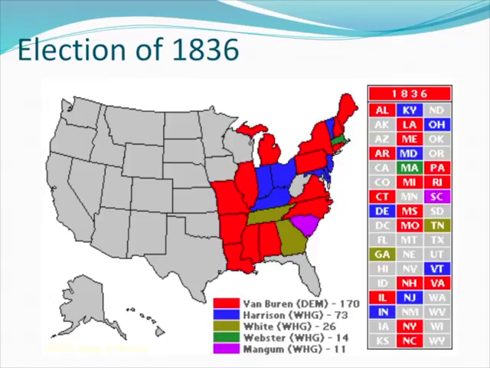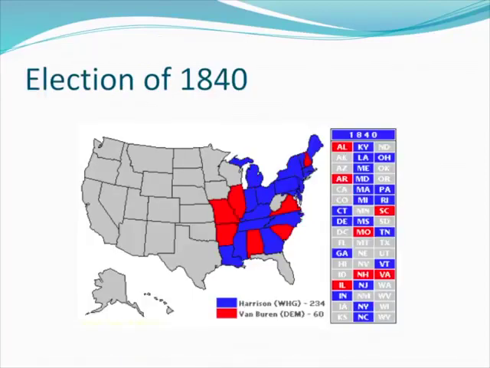In 1836, Martin Van Buren, another Democrat, won election, and you can see I mentioned Whigs. Van Buren's opponents were all Whigs. Harrison, White, Webster, and Mangum, they were all Whigs. Then we have William Henry Harrison, a general, winning an election in 1840, defeating Martin Van Buren.